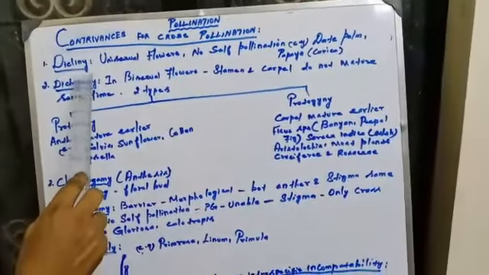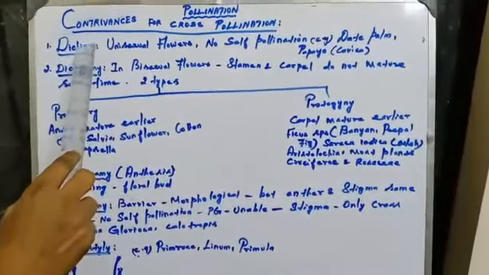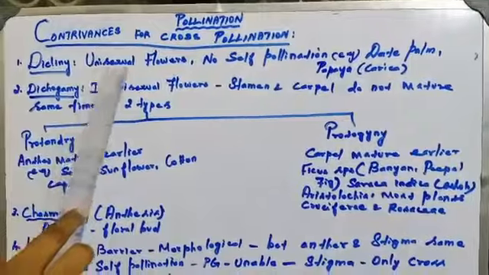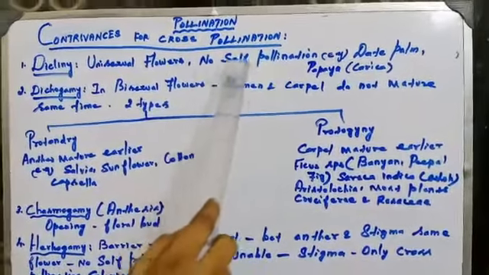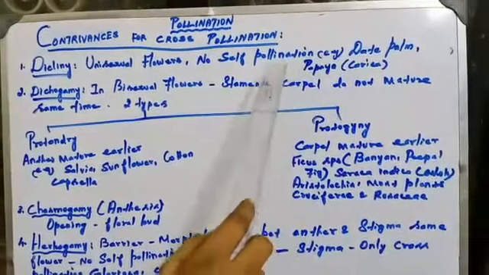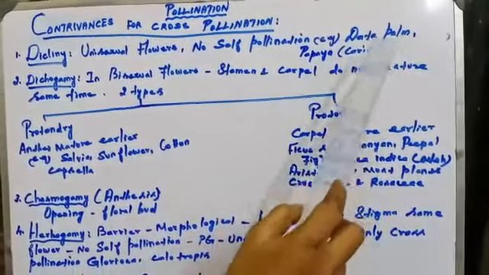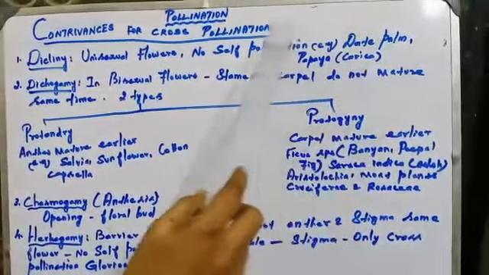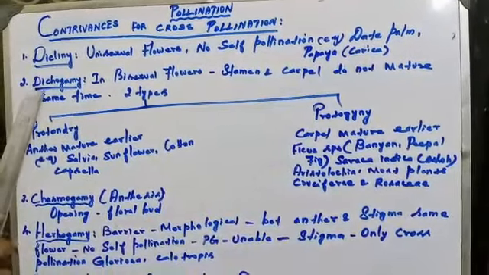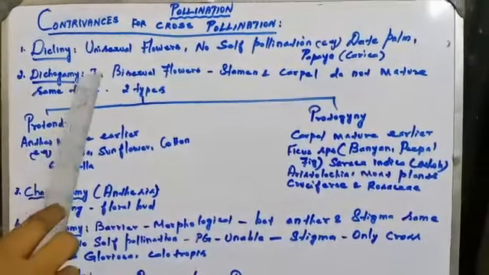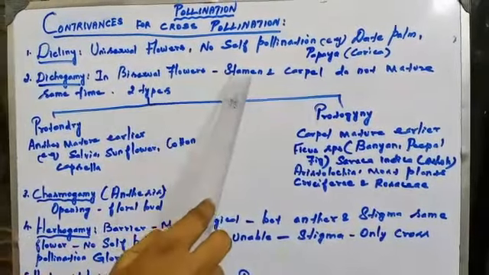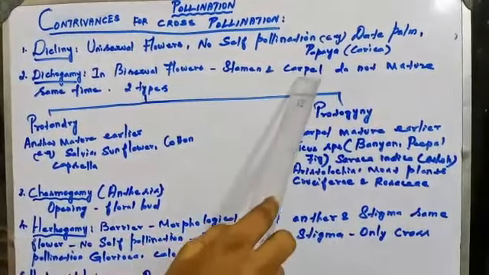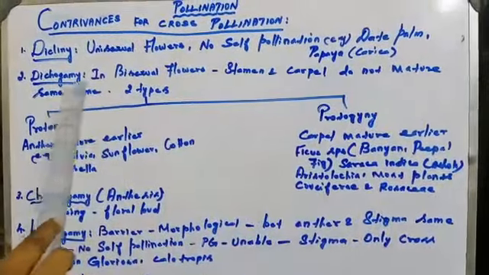In dioecy, that is otherwise called unisexuality, see, presence of what flowers? Unisexual flowers. There is no chance for self-pollination. Example, date palm, papaya, that is Carica. Next one is dichogamy. Here in dichogamy, in many bisexual flowers, the stamen and carpel do not mature at the same time.